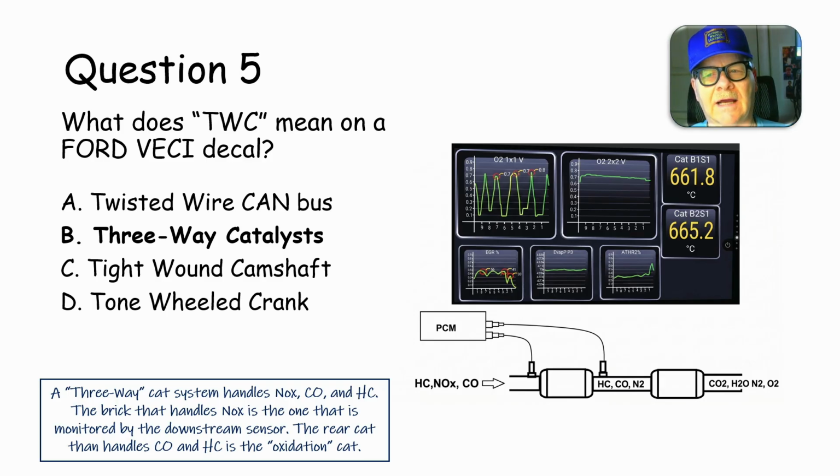The rear cat that handles CO and HC is the oxidation cat, and it is not monitored by a sensor. So if you have one that's throwing you a P0430 code, it's going to be the front cat that's throwing that. And I have actually seen people replace this rear cat thinking they were going to fix a P0430, which was actually triggered by the front cat.